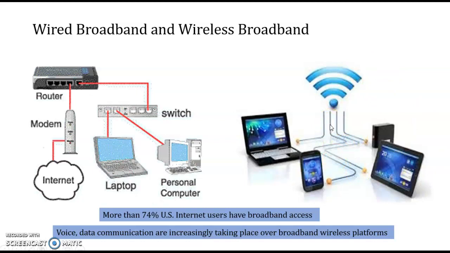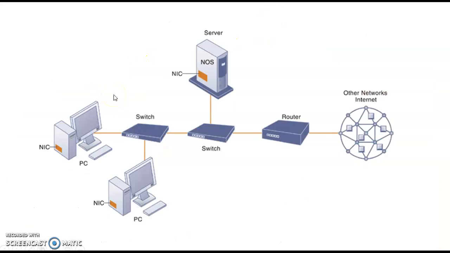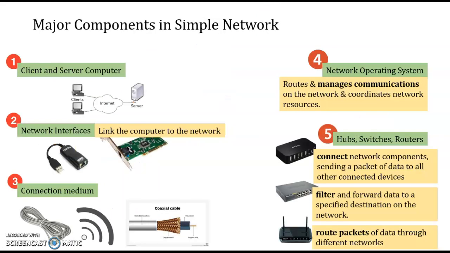More than 75% of US internet users have broadband access. And voice and data communications are increasingly taking place over broadband wireless platforms, because everybody is about wireless. So we have 5 major components in a simple network. First, we have client and server.